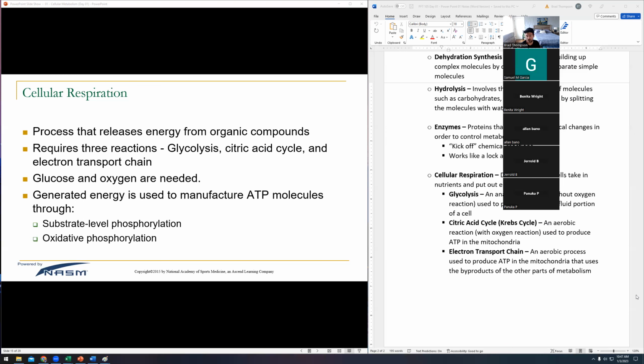So cellular respiration, right? Cellular respiration is the process of putting energy ingredients into a cell and spitting out energy itself, right? So taking small components and spitting out energy. So we've got three processes for how we're going to do this. And we're going to watch just a really quick video here that's going to explain how that works.